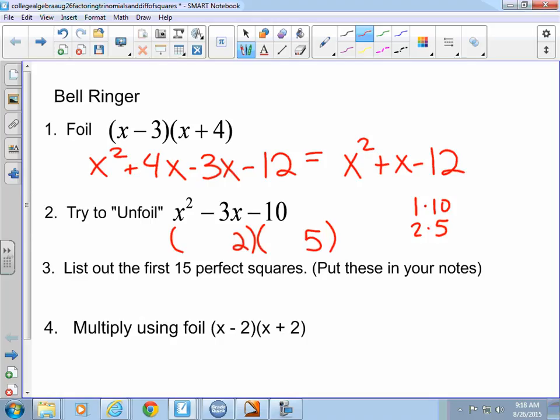This method that I'm teaching you is called guess and check. I'm guessing that the answer might be 4 and 3, and I'm going to check it by multiplying. Any questions so far? And quick question, those of you who have learned factoring, is this how you learned? Very similar, isn't it?